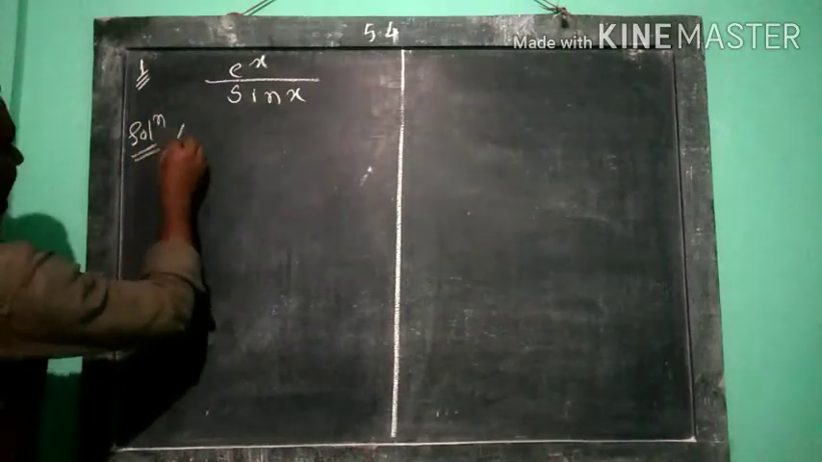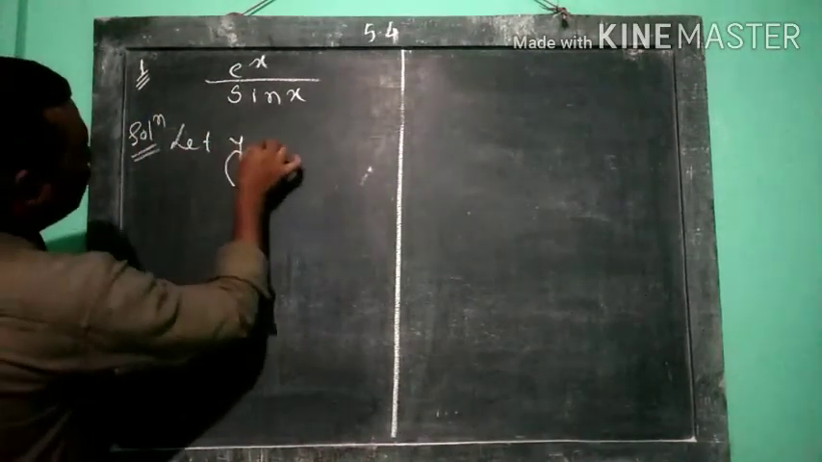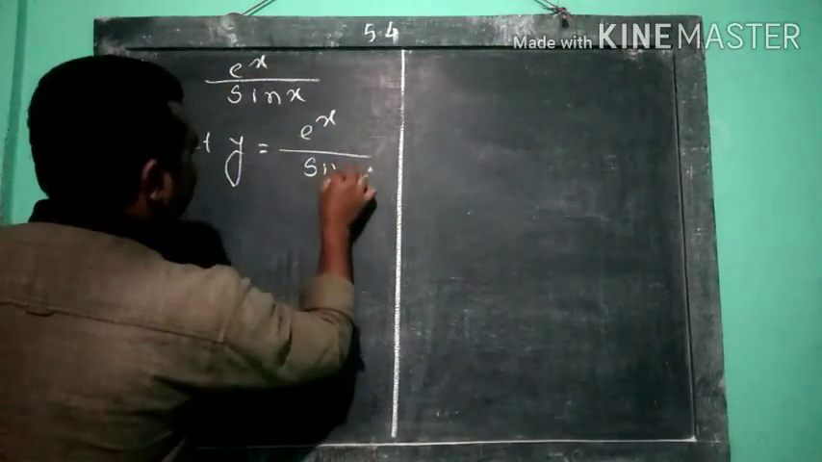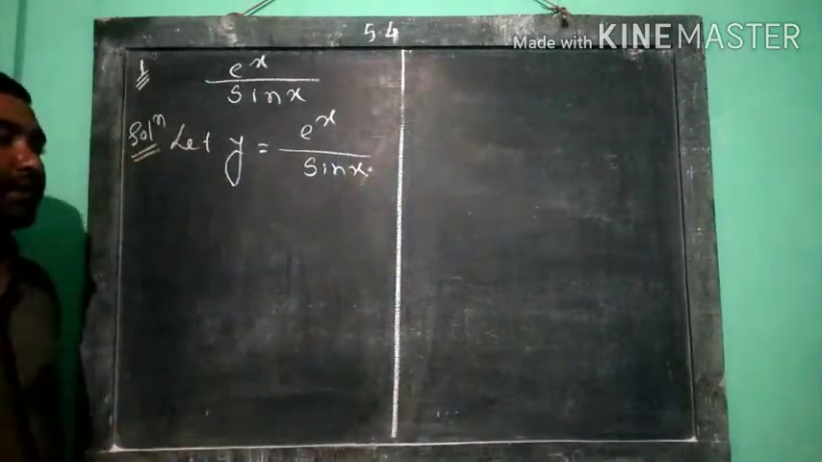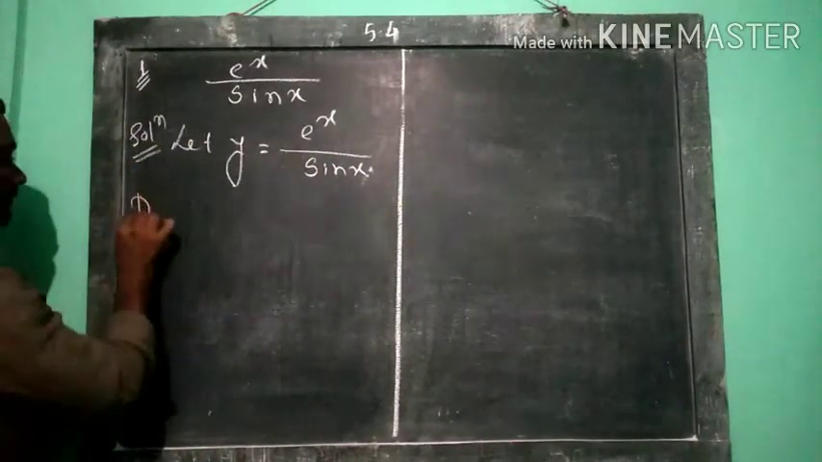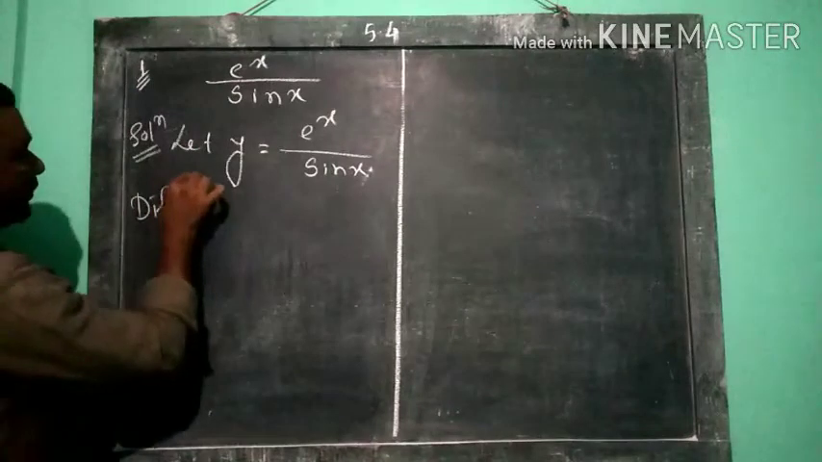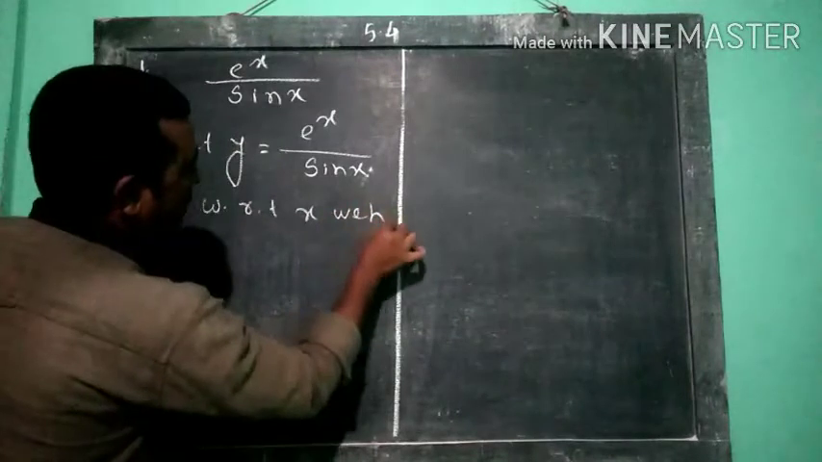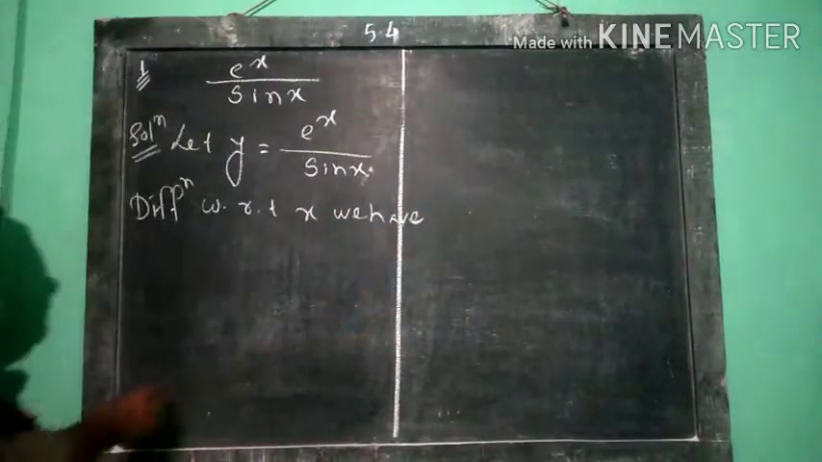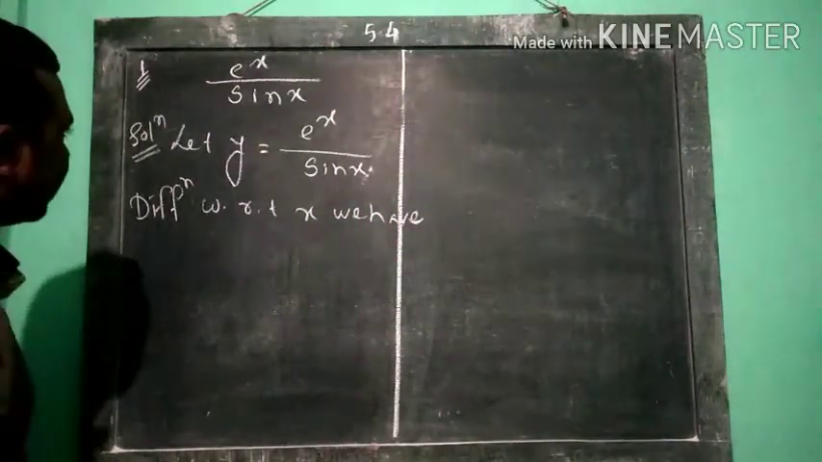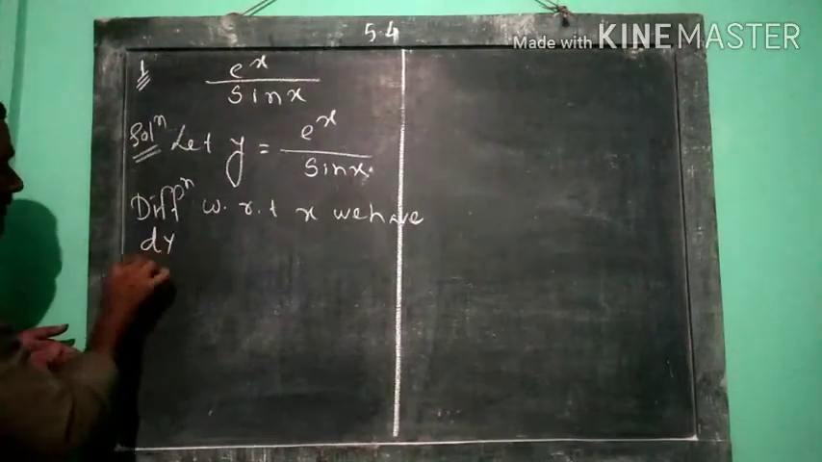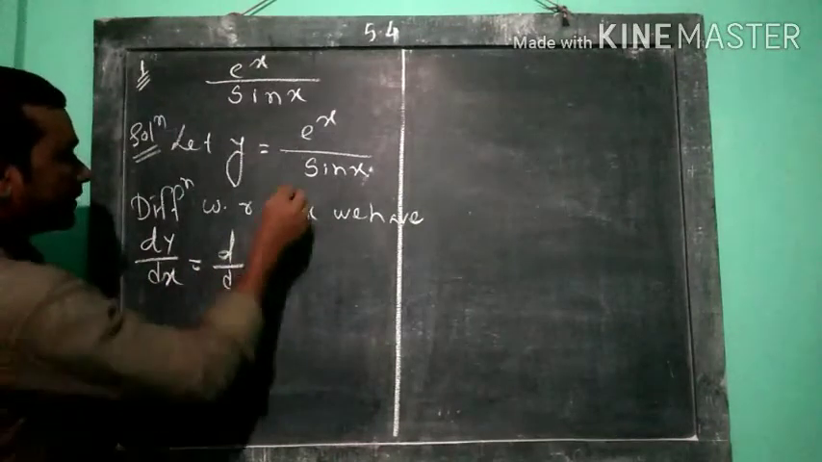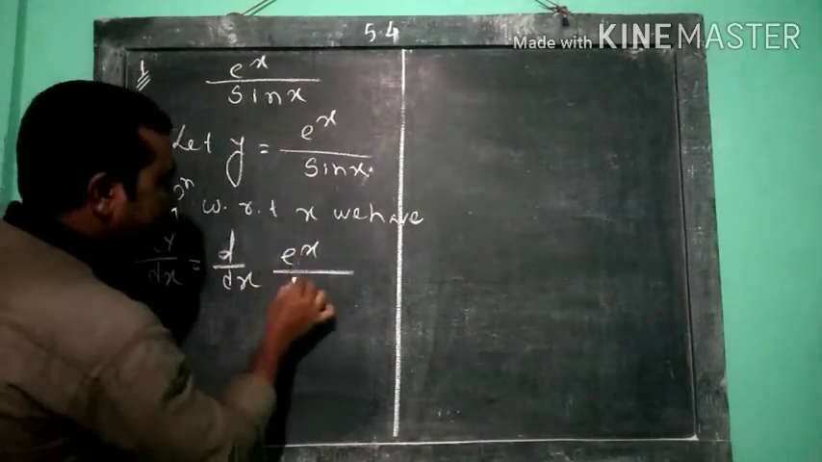First of all, let y equal to e to the power x divided by sin of x. Now differentiating with respect to x, we have dy/dx equal to d/dx of e to the power x divided by sin of x.